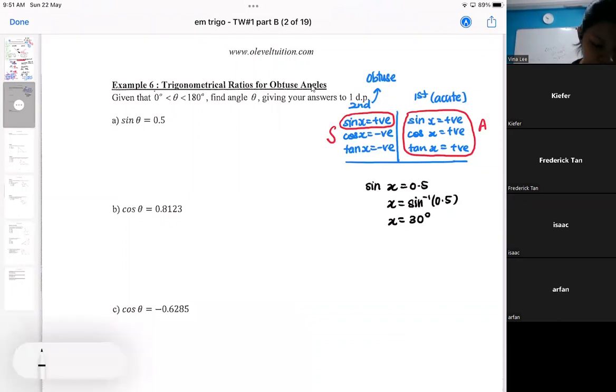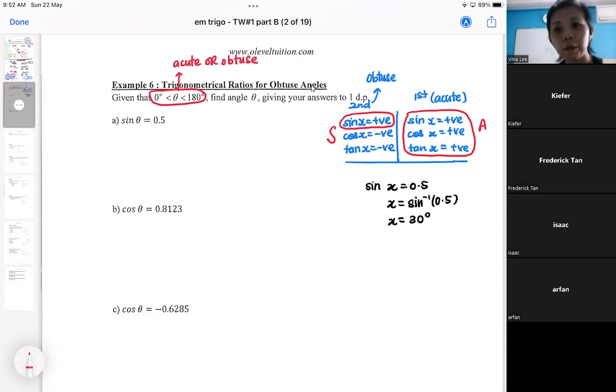Because now they are going to tell you that the angle can be an acute angle or an obtuse angle. So right now they are telling you that the angle that you find can be an obtuse angle or can be an acute angle.